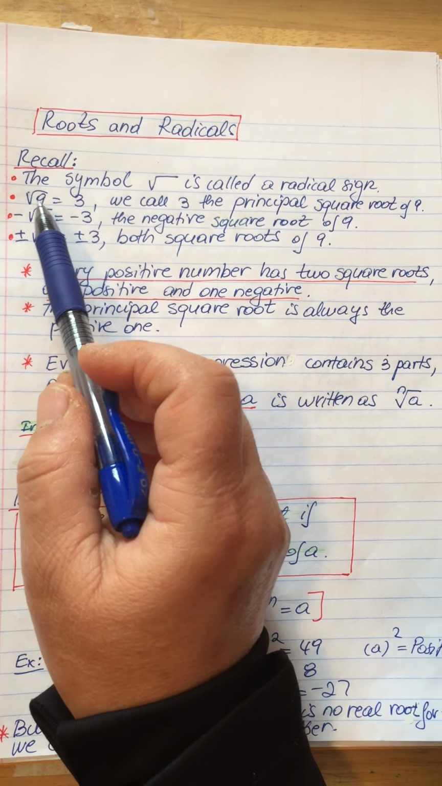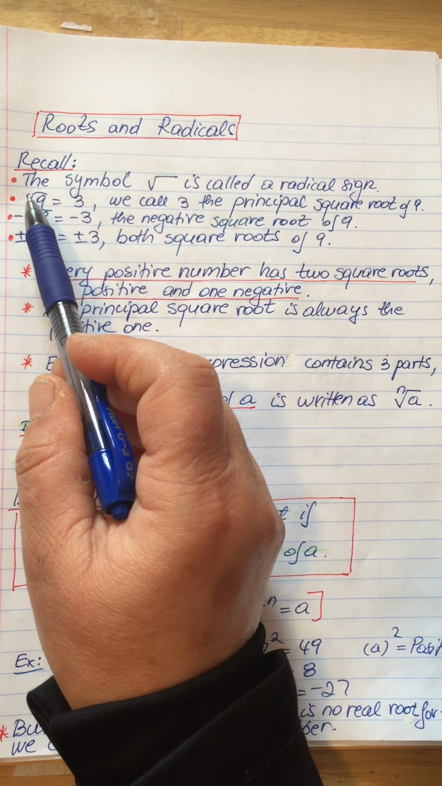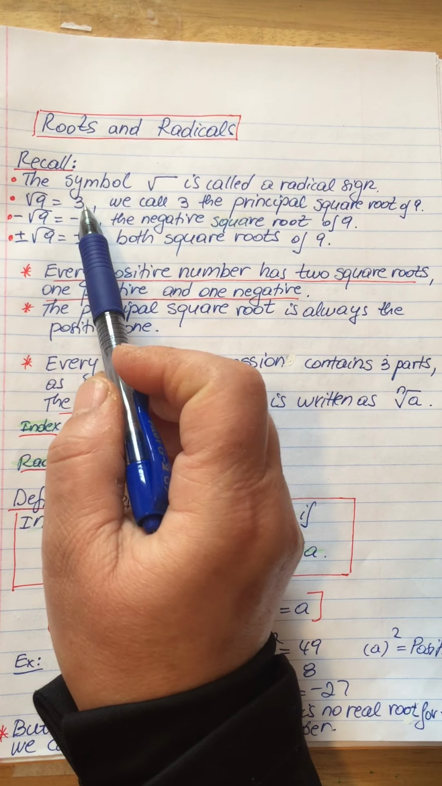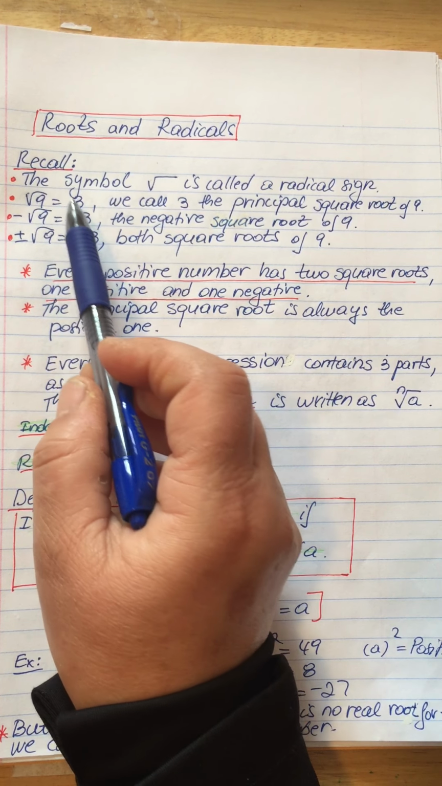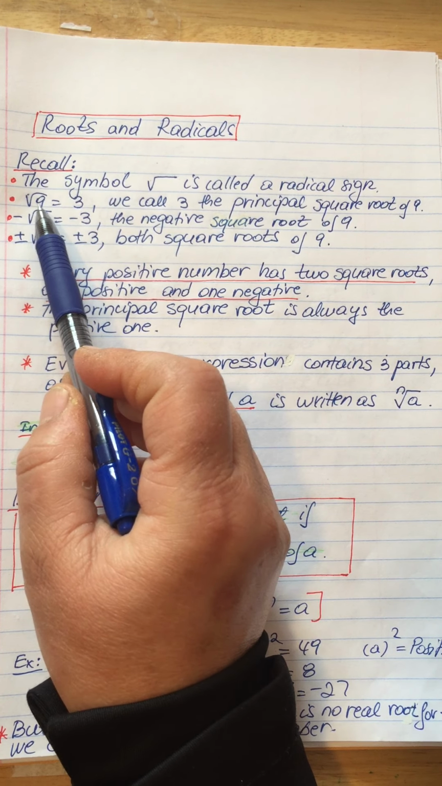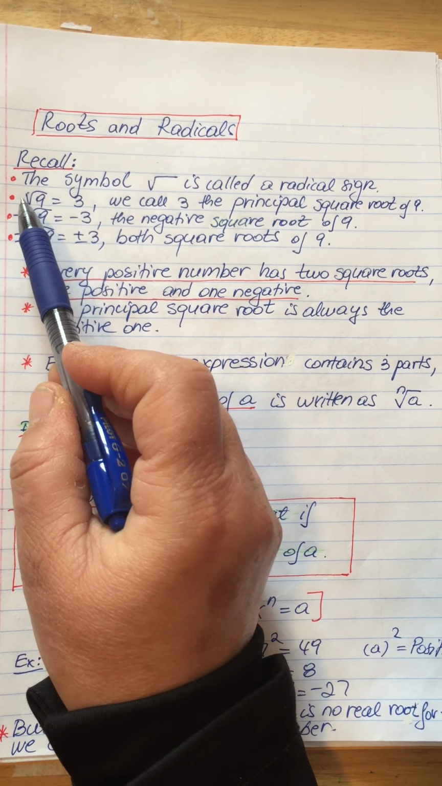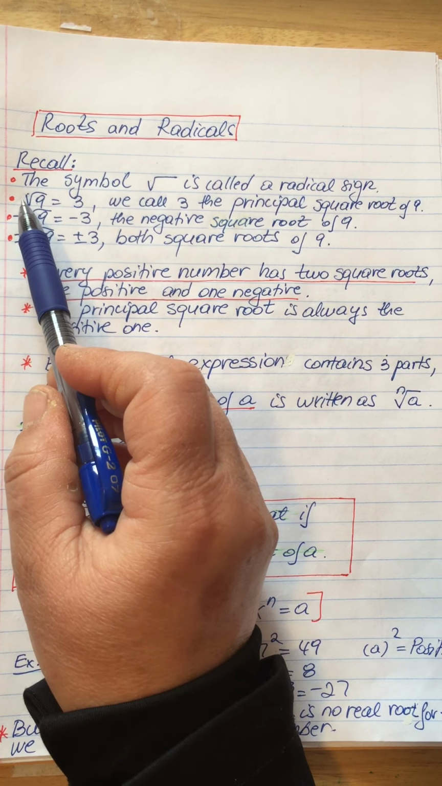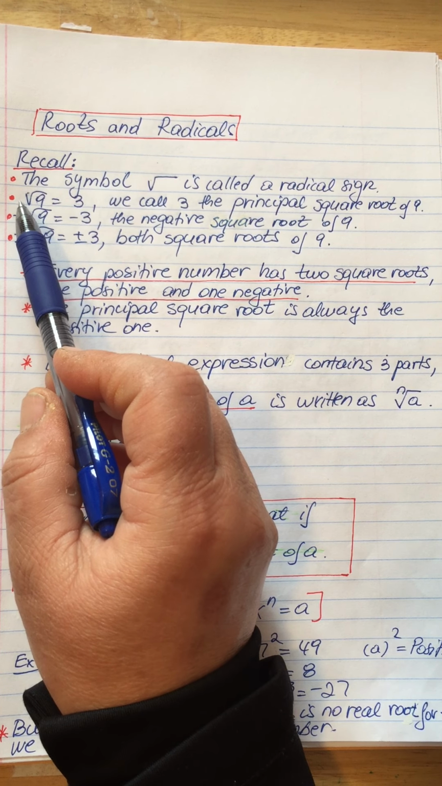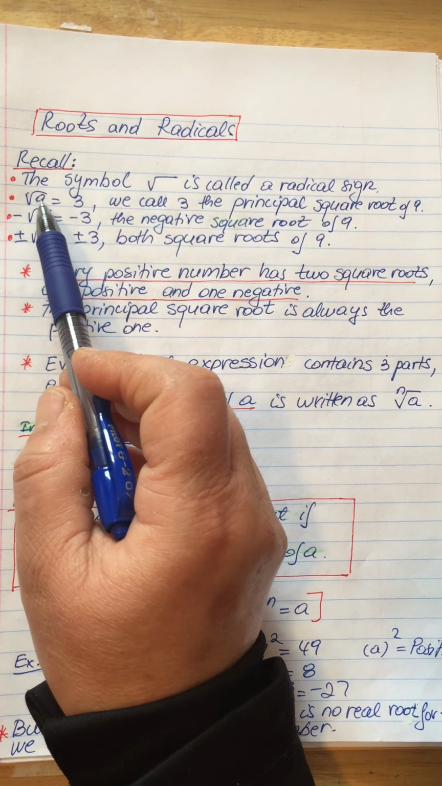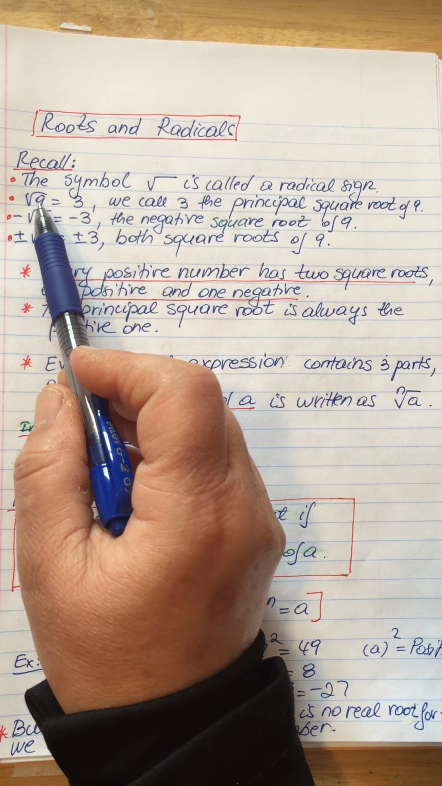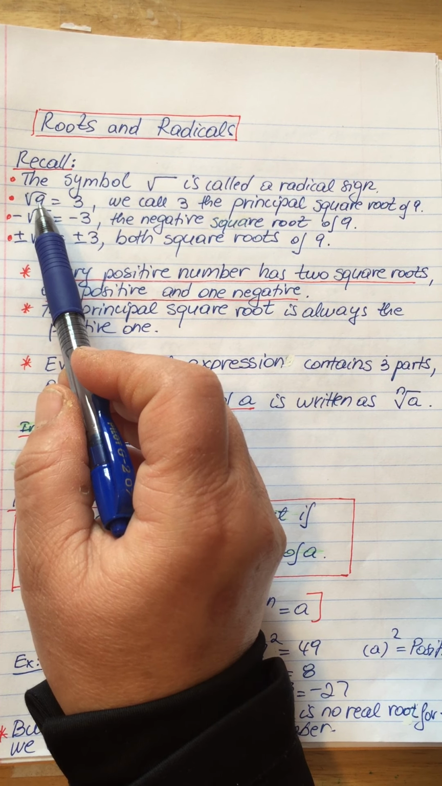For example, the square root of 9 is 3, because here we are looking only for the positive root, and 3 is called the principal root of 9. As we see, in front of the radical sign we have a positive sign even though we don't write it. But we know that 9 is a positive number, so it has two square roots.